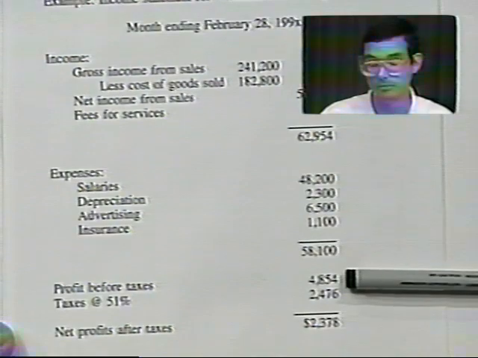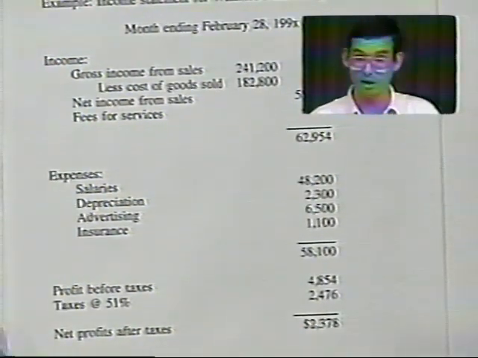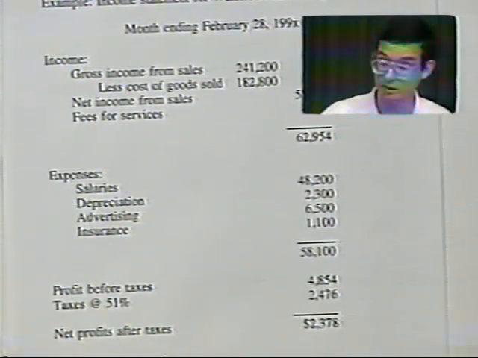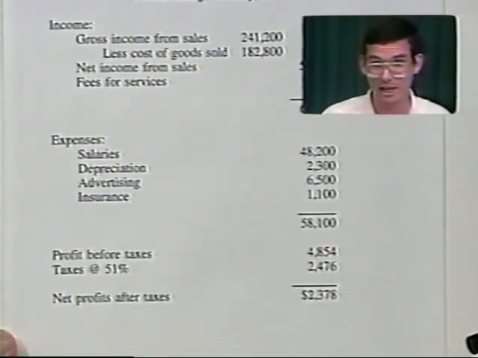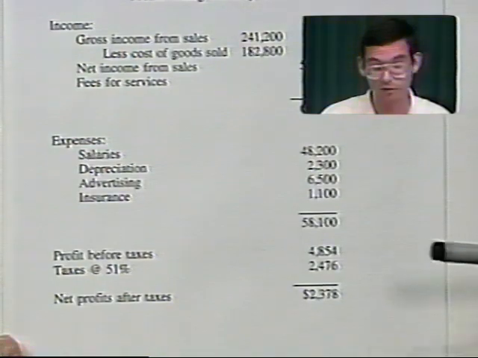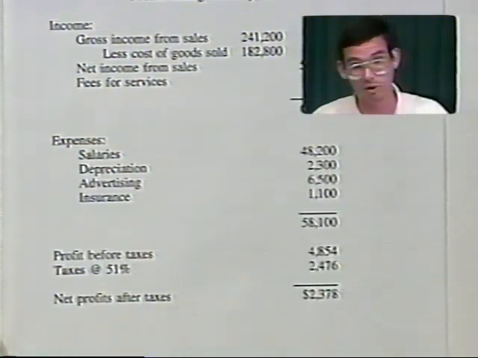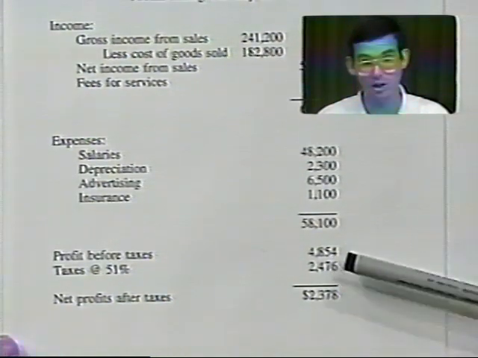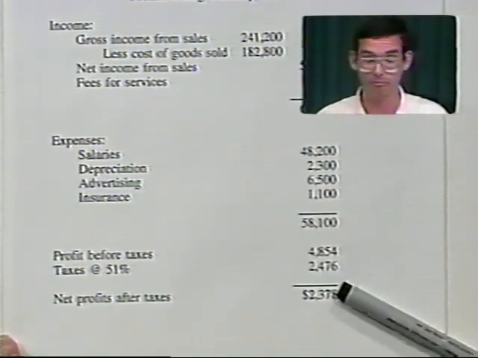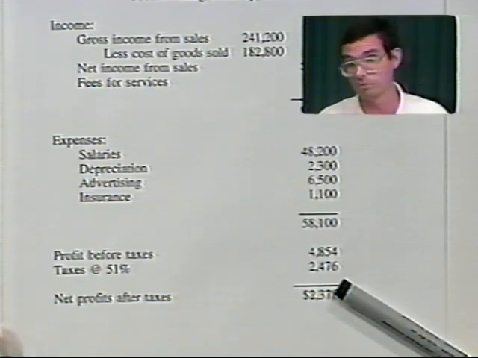Now, the government has to get its share with the company, as it does with individuals, and the company's taxed. A typical tax rate, as we'll discuss when we look at taxes more closely, is around 50%. In this particular case, it's 51%. So the tax of 51% of the profit is taken off the profit to give a net profit. This net profit is what's going to contribute to the retained earnings.